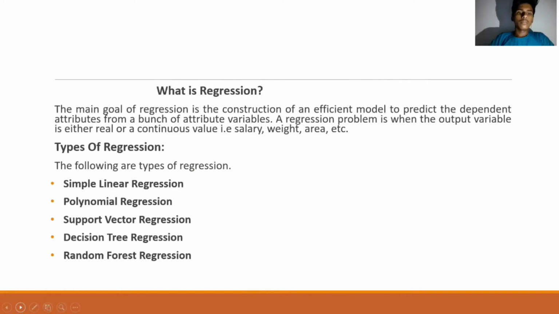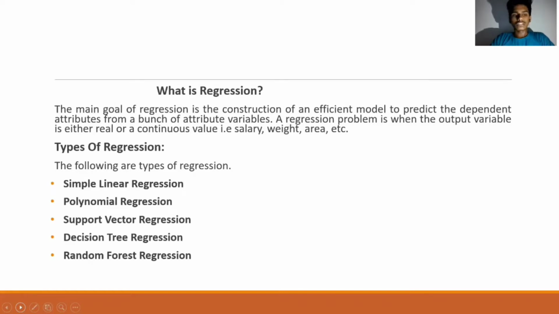What is regression? The main goal of regression is the construction of an efficient model to predict the dependent attributes from the bunch of attribute values. And a regression problem is when the output variable is either a real or continuous value, such as salary, weight, etc.